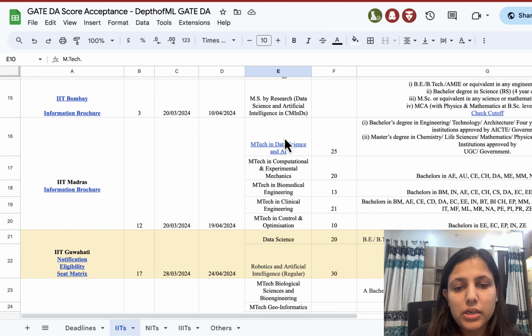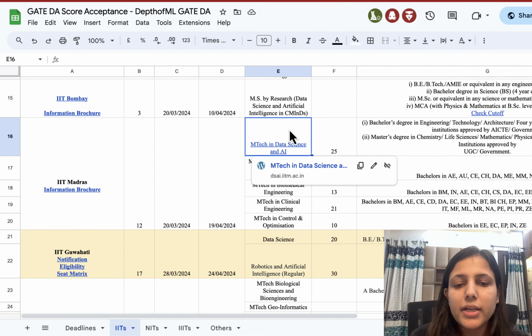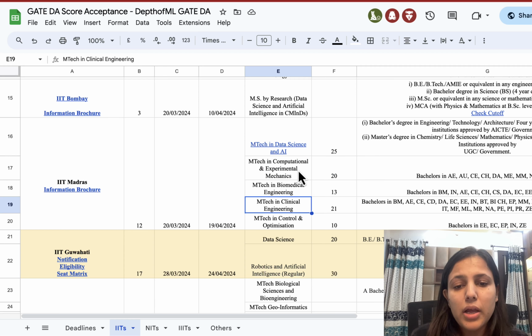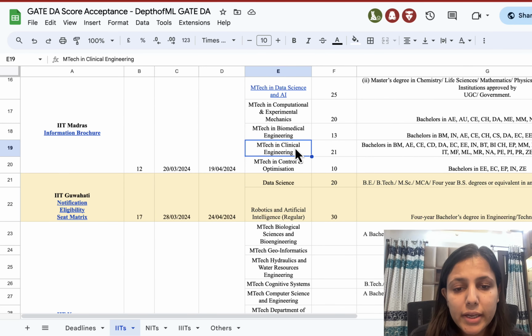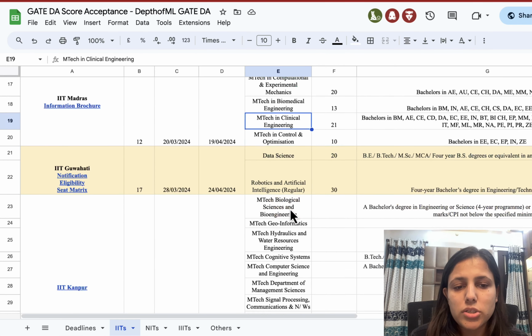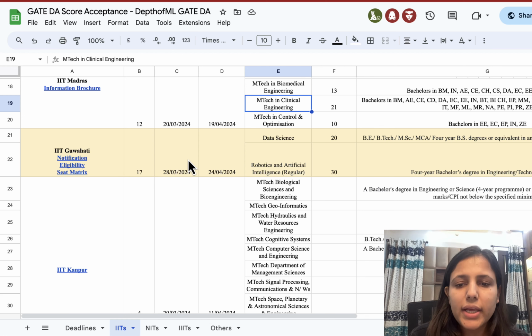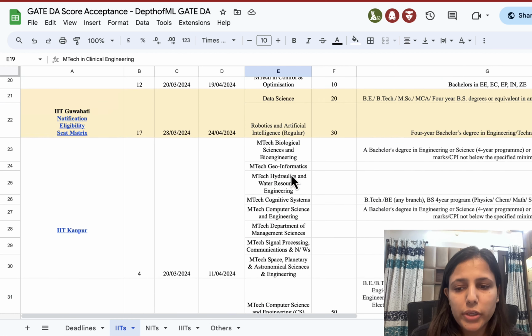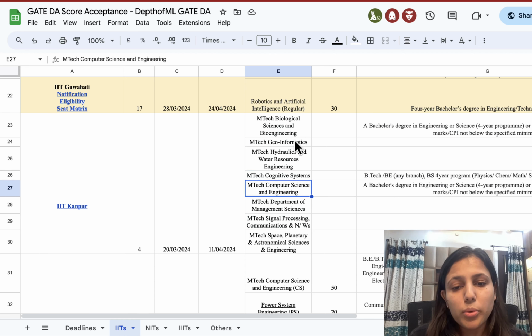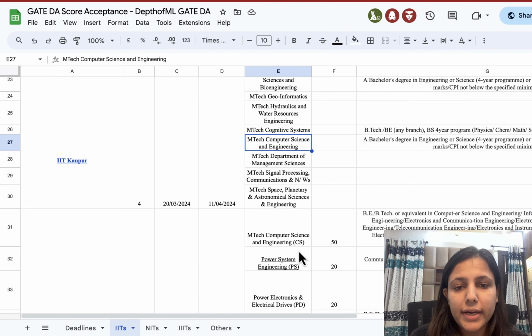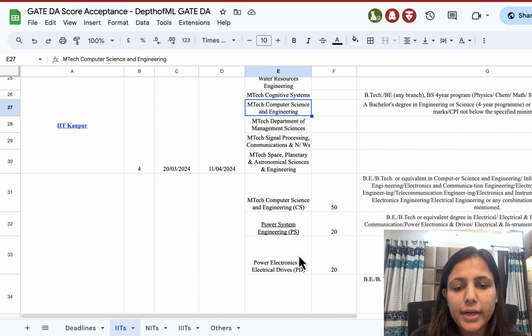IIT Madras very specifically is accepting GATE DA score, and only GATE DA score, for MTech in their data science program. They are also accepting GATE DA scores in MTech in computational experimental mechanics, biomedical engineering, clinical engineering, and control and optimization. IIT Guwahati is also accepting in their data science and robotics program. IIT Kanpur is actually accepting GATE DA score even in the computer science and engineering branch. You can also see all these branches where the GATE DA score is valid for admission in IIT Kanpur.